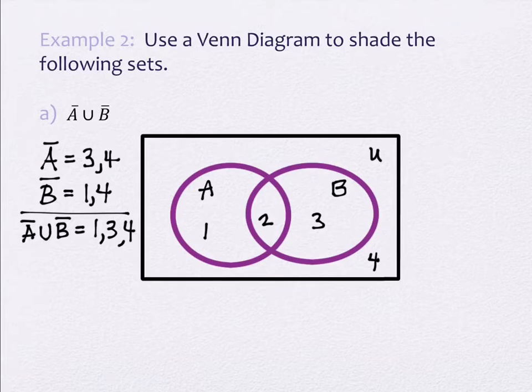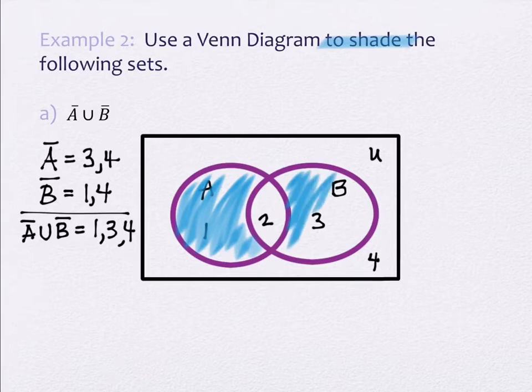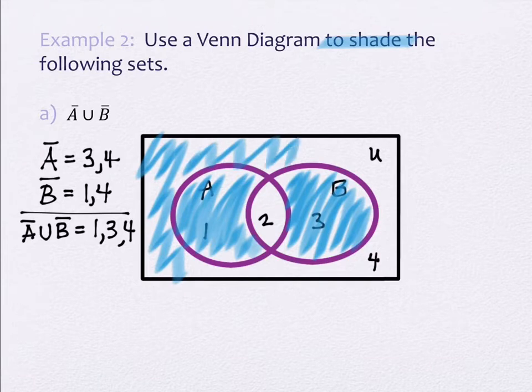This is the work you show, but you still have not answered the question. We're the ones who put the 1, 2, 3s, and 4s. We're the ones who gave that sort of notation. The question actually asked you to use a Venn diagram to shade, right? So we're going to go back to our picture, and we're going to shade regions 1 and 3 and 4. If you have highlighters you want to use, that's fine. If you just want to shade with pencils, that's cool too. Whatever. Regions 1, 3, and 4.